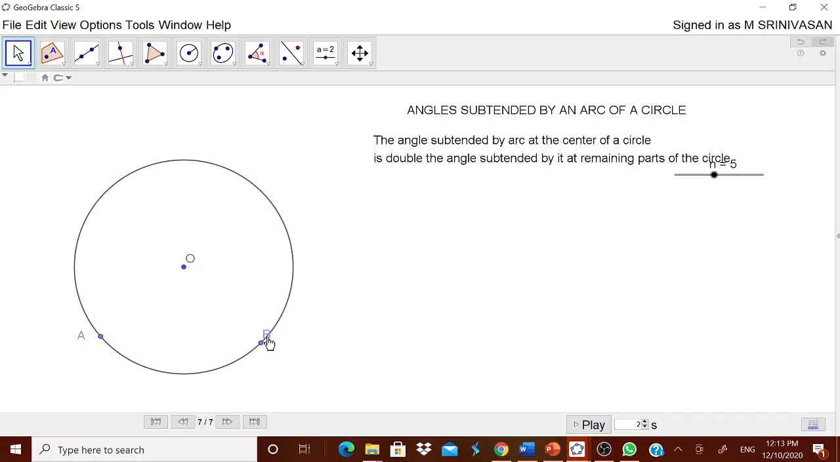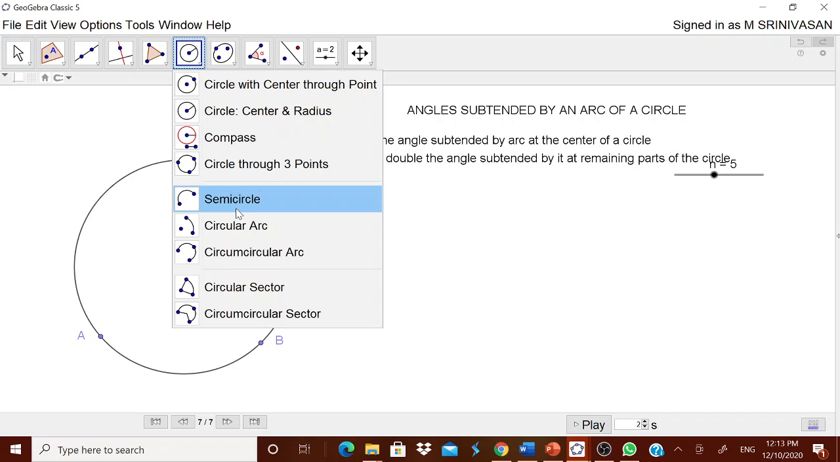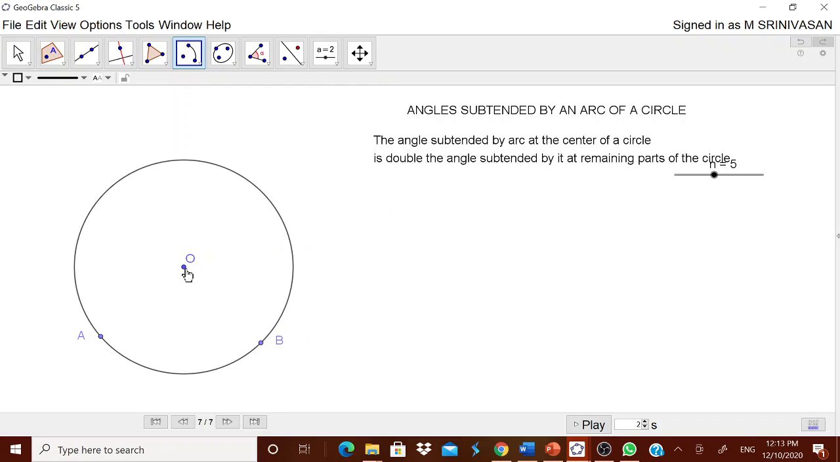You know that from these 2 points I can go for the arc. Here it is, the circular arc. You have to touch O, you have to touch A, you have to touch B. You got the arc now.